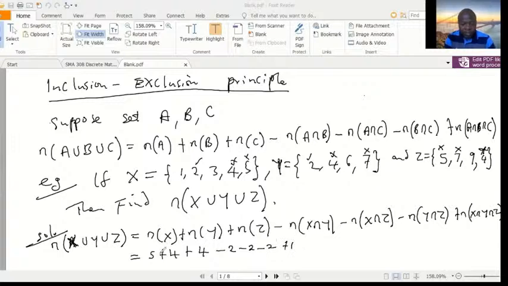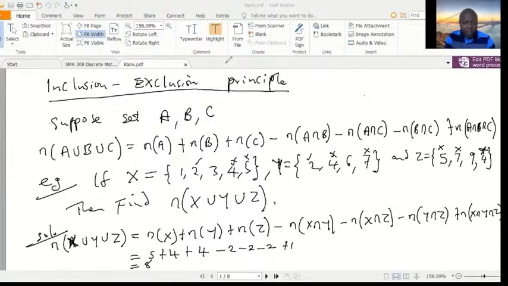So we've included 5, 4, 4, excluded 2, 2, 2, and then included 1. So what is this? This is 9. 9 plus 4, that is 13. 13 minus, this is 6. That will give us 7. 7 plus 1, that will be 8. So that means the number of elements in the union of these 3 sets is 8. That is when we use the inclusion-exclusion principle.